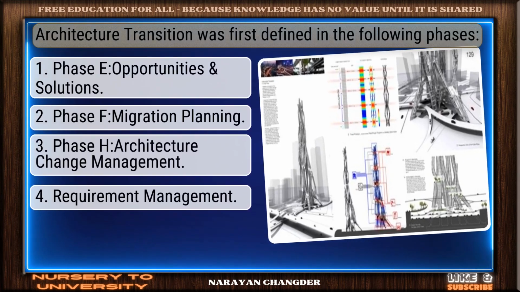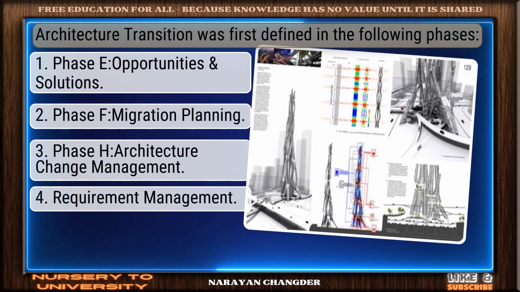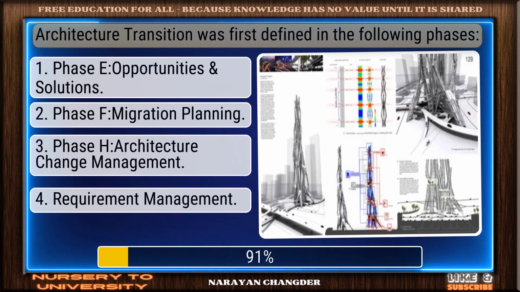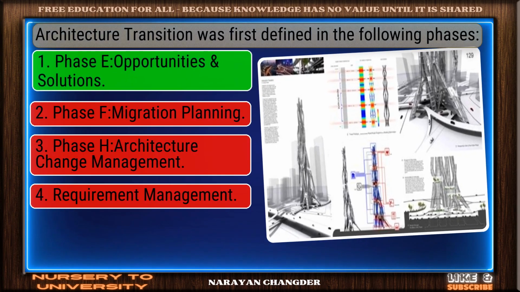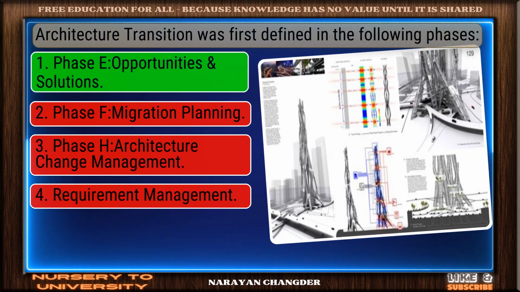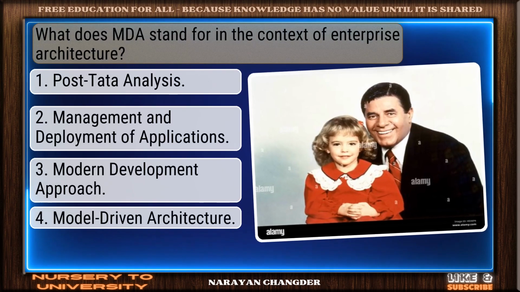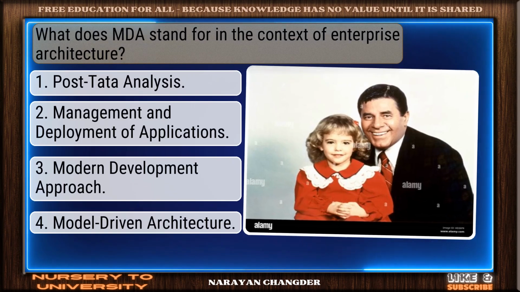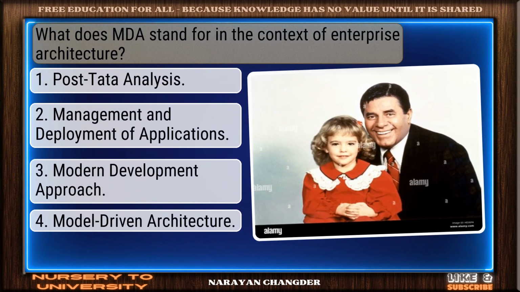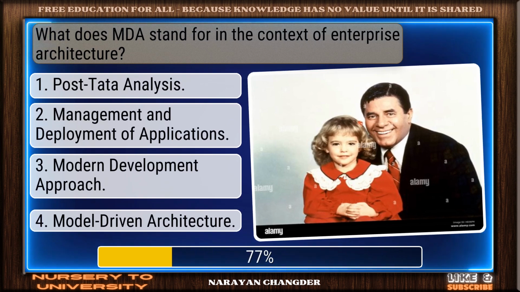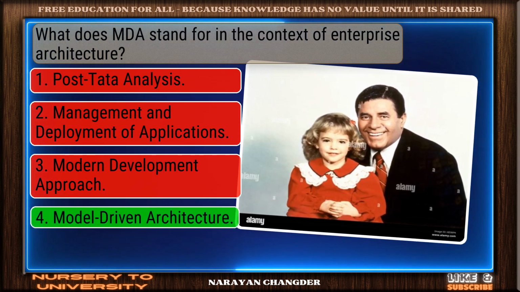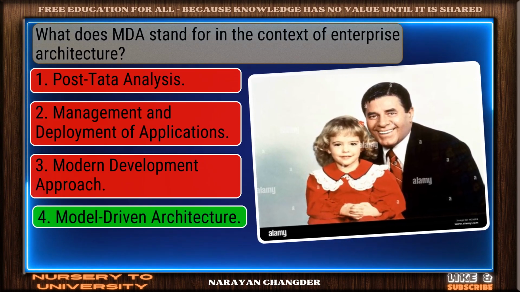Question number 33. Architecture transition was first defined in the following phases. Well picked. Phase E, Opportunities and solutions is the correct answer. Question number 34. What does MDA stand for in the context of enterprise architecture? Great thinking. Model-driven architecture is the right choice.